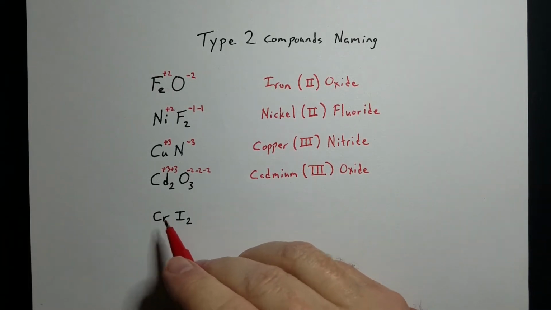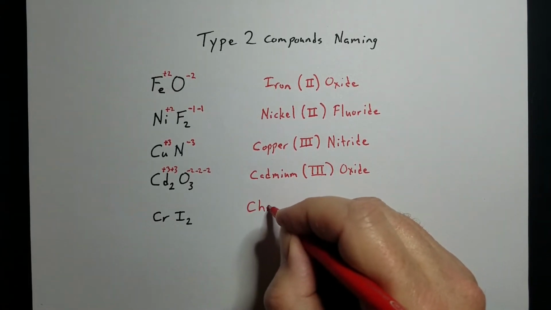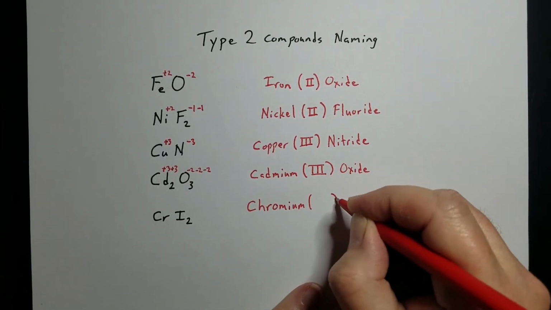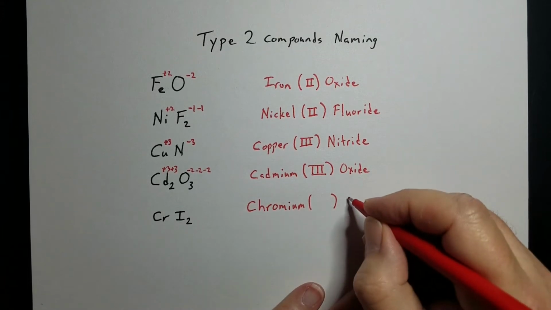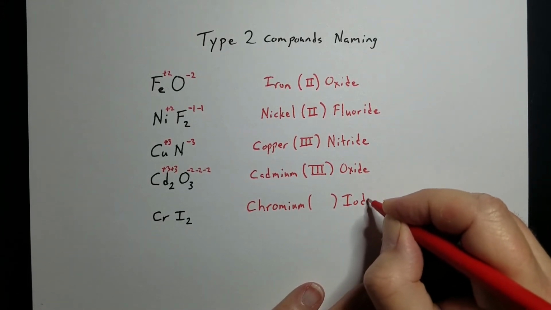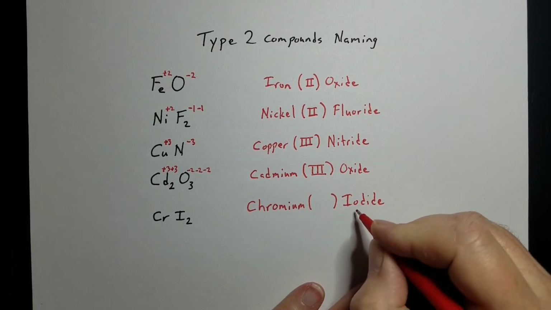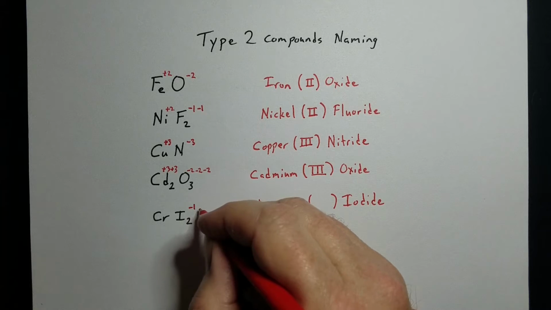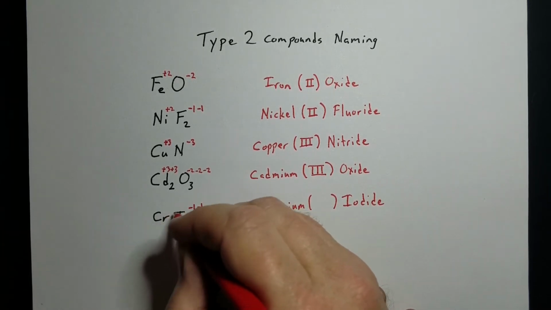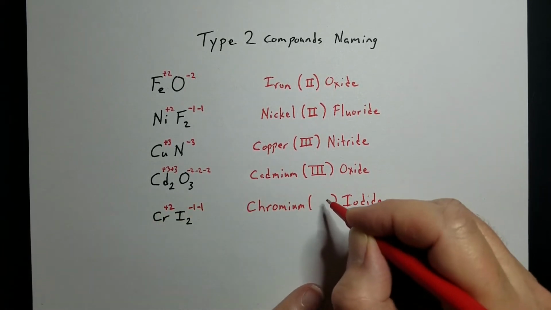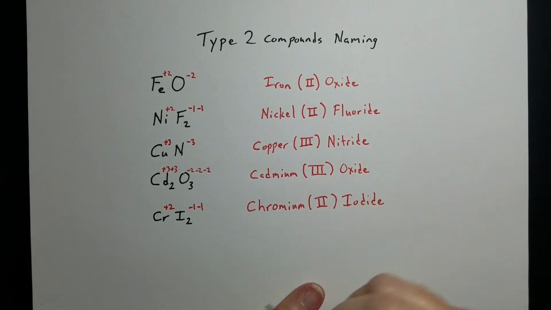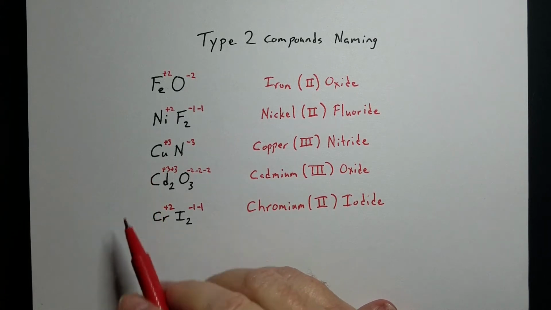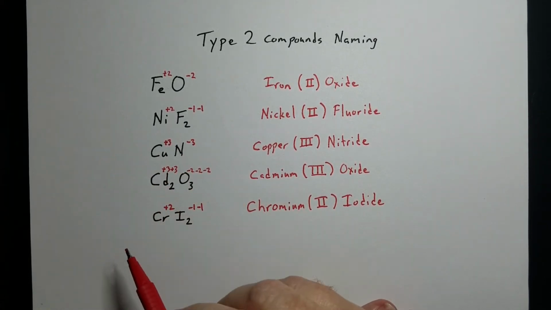For this last one, we got chromium. Your brackets there. Iodide. So it's iodine. So you change it to iodide. Now, iodine is in the -1 column, and there's 2 of them. So to balance this out, chromium has to be a +2. This is chromium 2 iodide. You can have one that's got a Roman numeral 1. I didn't put one on here, but you can have that.